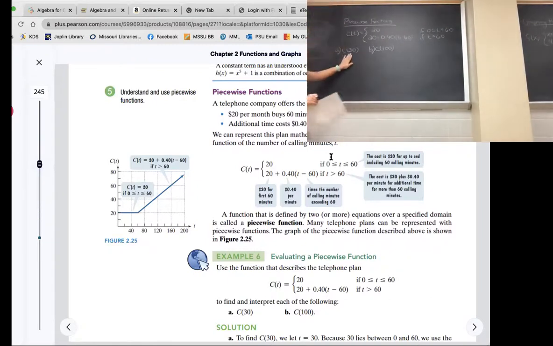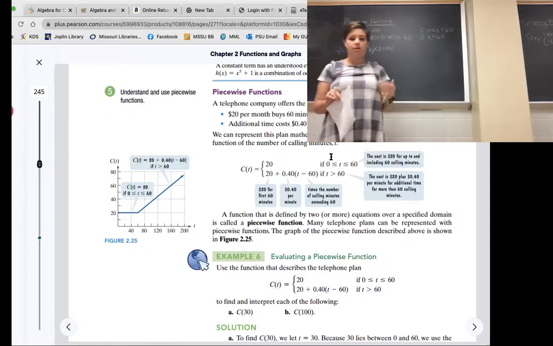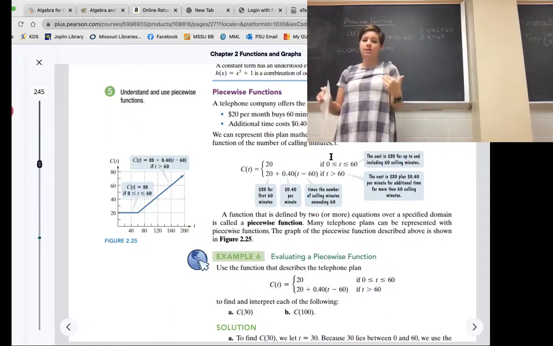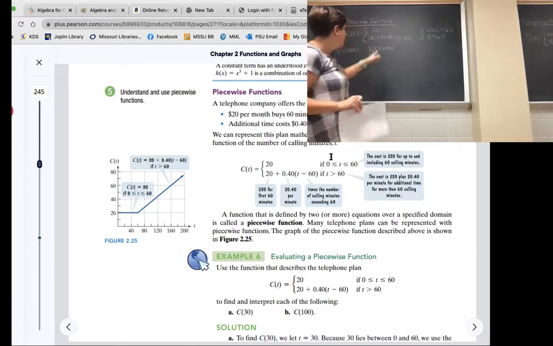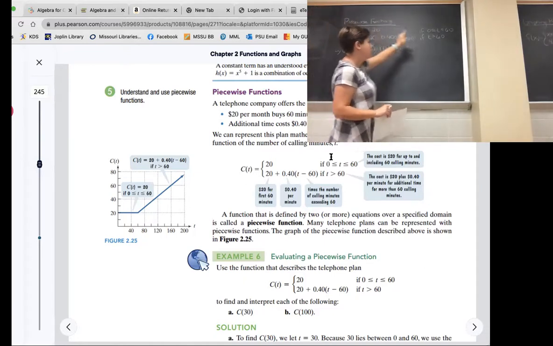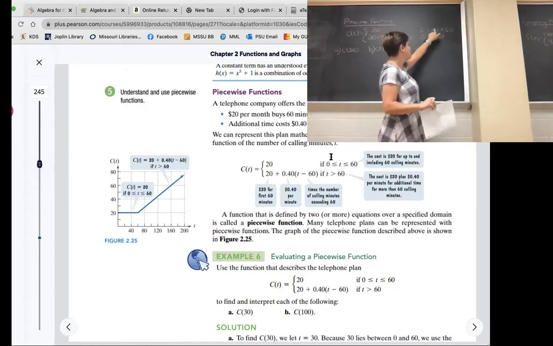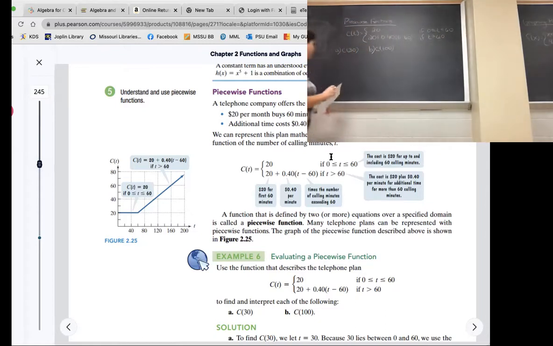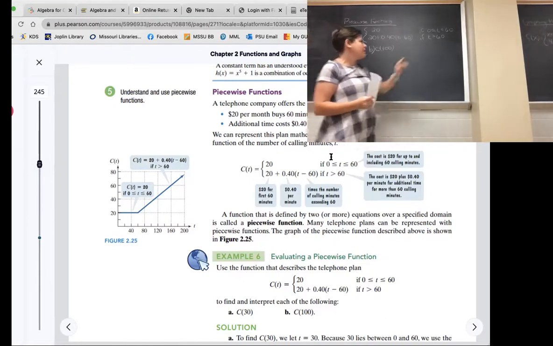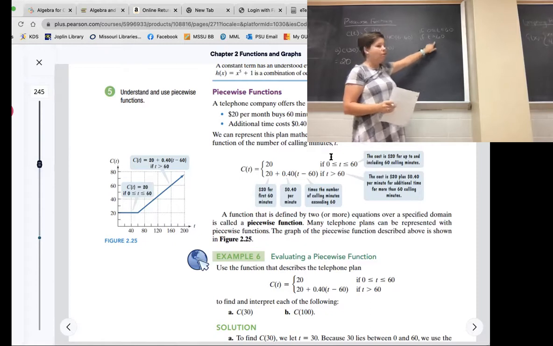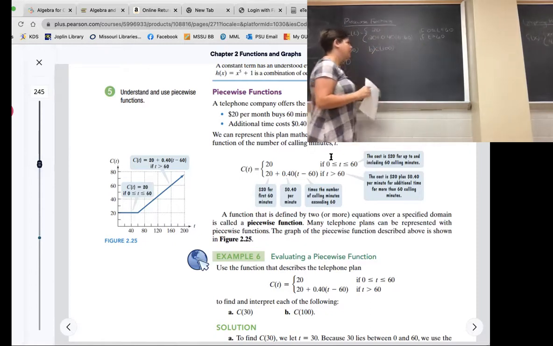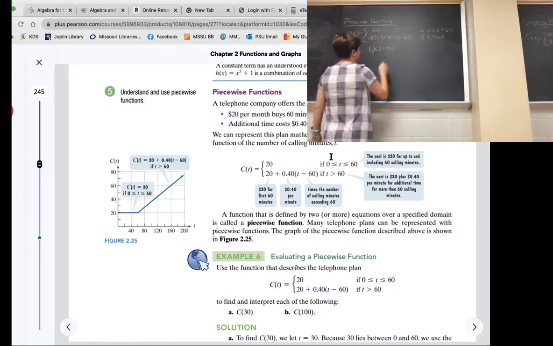So part A, we're doing C of 30. How much does it cost for our month if we are using 30 minutes of talk time? Well, according to our piecewise equation, if T is between 0 and 60, then it's just 20. So there's actually no math to be done. We're just looking at the information they gave us, and it's 20. Now, if T is greater than 60, we have to plug it into the bottom equation, and that's what's going to happen in our second one.